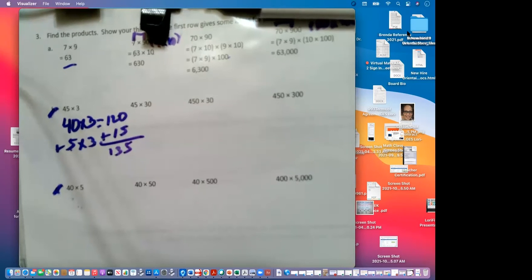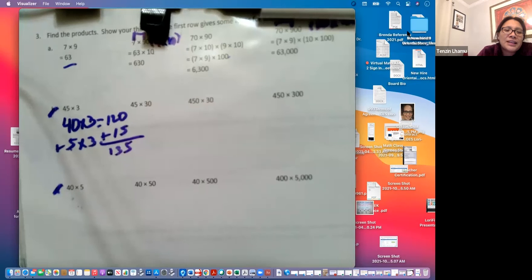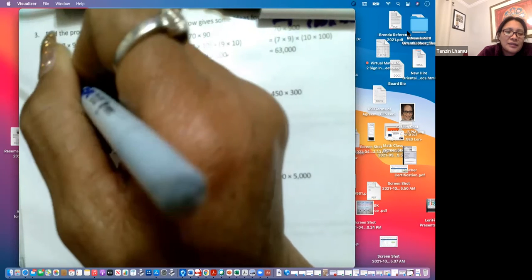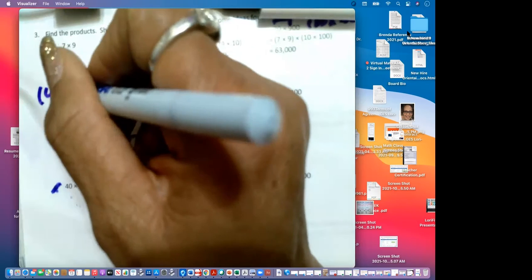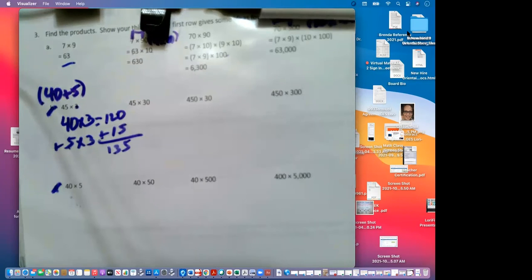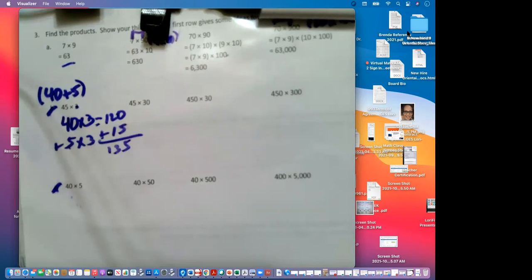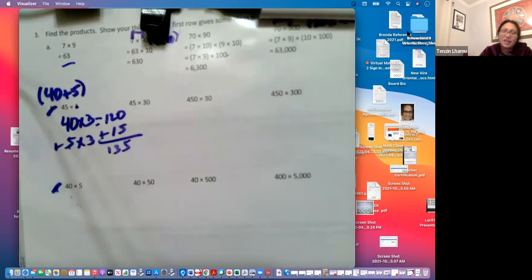You see how I did it? First we break down the 45. I decomposed 45 to 40 plus 5, and then I multiply 5 times 3 and 40 times 3. 40 times 3 is the same as 4 times 3 is 12 and add a 0. Okay, now I got it.